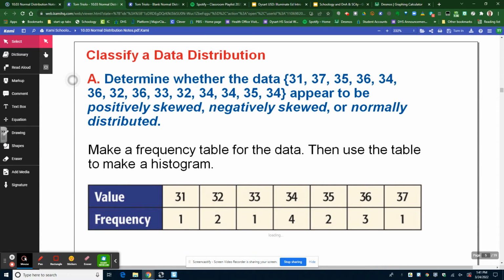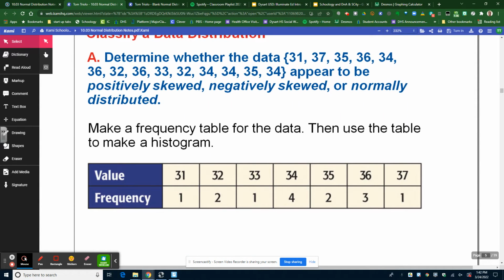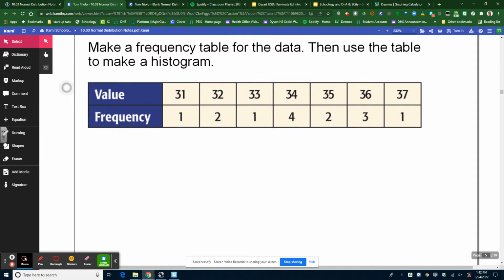So now we have a set of data. I converted the numbers into a table, but you don't have to make it into a table. And we're going to make a histogram. We're going to take our time with this. Make a horizontal line.